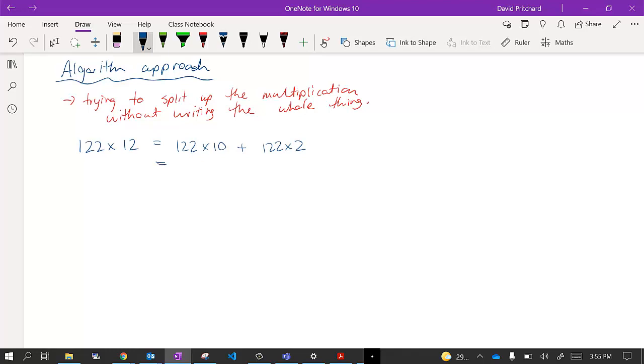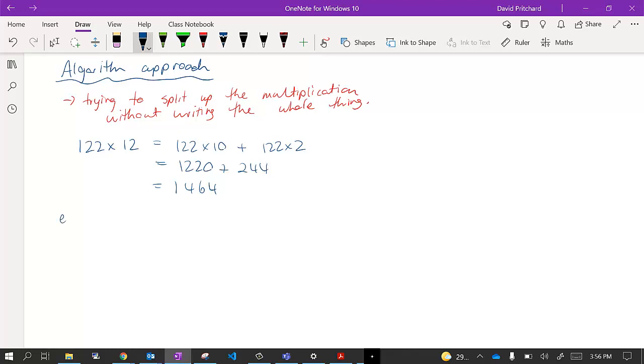So here we go. So we've got 122 multiplied by 10, which is 1220. 122 multiplied by 2, which is, we're doubling all those numbers. We've got 244. And when we put it back together, we get 1464. Okay. So hopefully I haven't messed up any of those additions. 4 plus 0 is 4. 4 plus 2 is 6. 2 plus 2 is 4. And the 1 stays there. All right, so that's the algorithm approach. And like I said, I know that most of you will be pretty happy with that. And in a lot of cases, it's just the easiest way to do it.